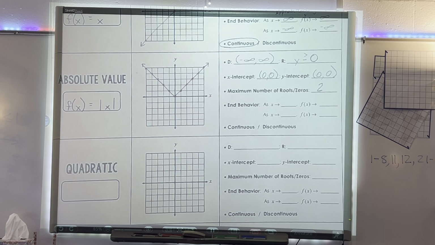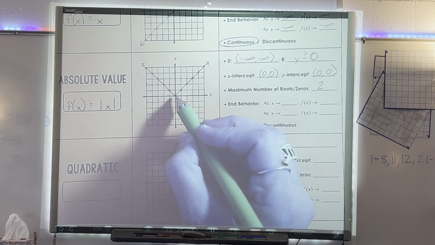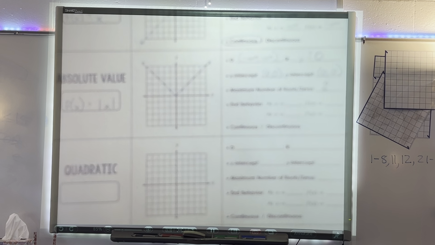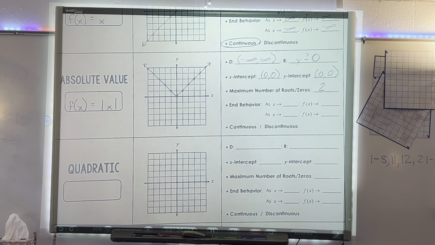So that's the maximum number of times that I'm going to cross the x-axis. Now, that doesn't mean I have to cross twice. It just means I can. Because if I took this whole graph and I moved it up, then it wouldn't be touching it at all, and it would be zero, right? So for an absolute value, it's either zero or it's two. It's never going to be one, and it's never going to be more than two. Does that make sense? Okay.